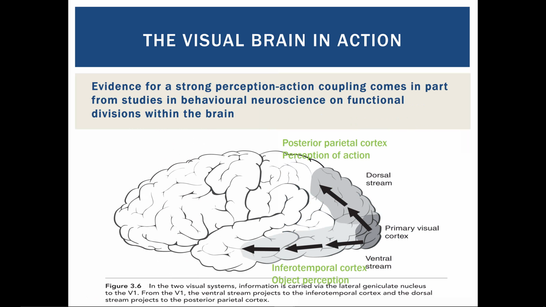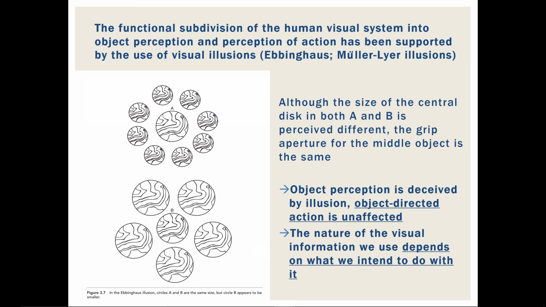And remember, perception of action and object perception. Object perception tells you they are different. Perception of action says they are the same. If there were no dorsal and ventral stream, there would be no difference in either perceiving or acting upon this object traveling towards you.